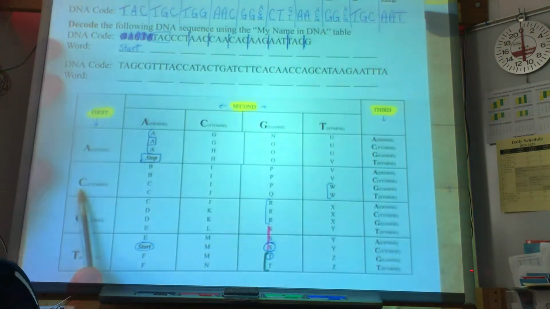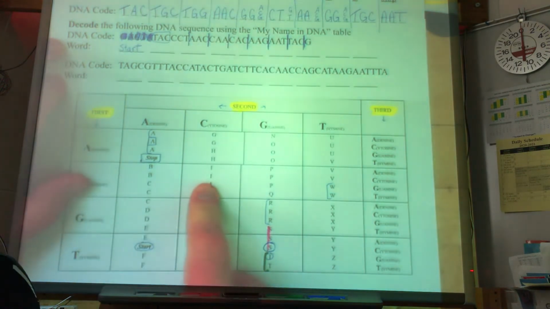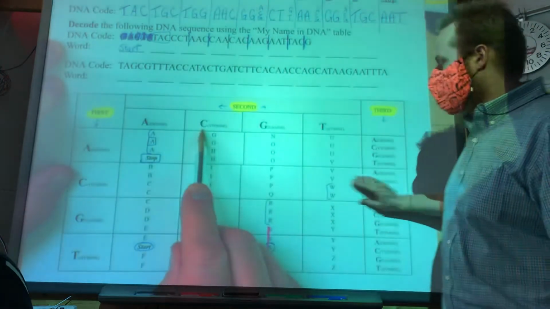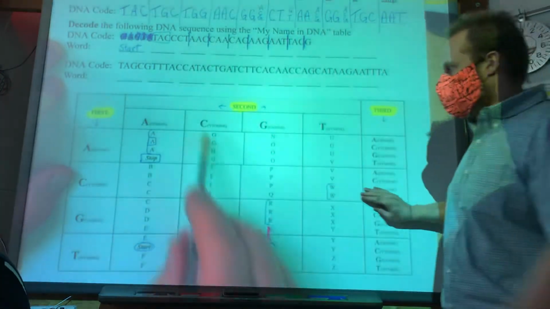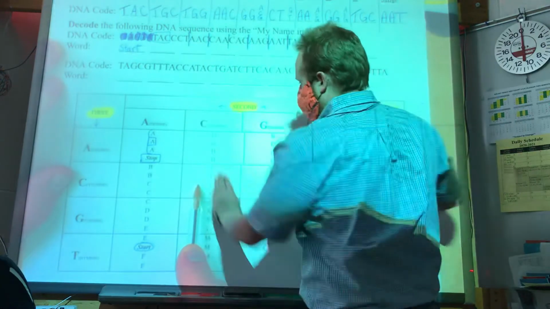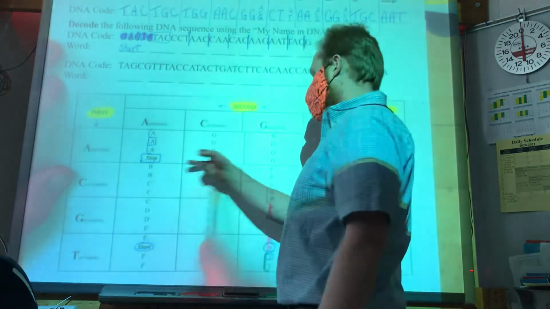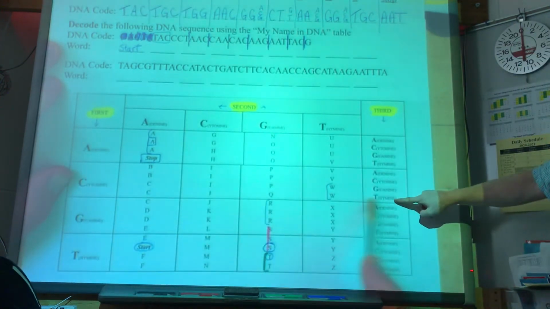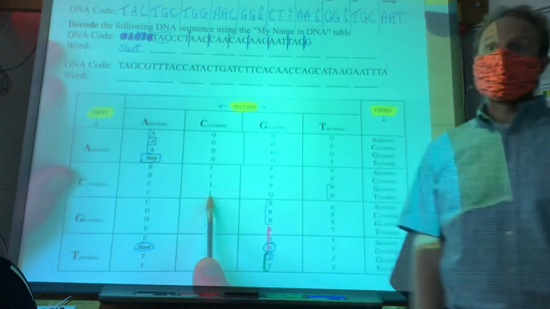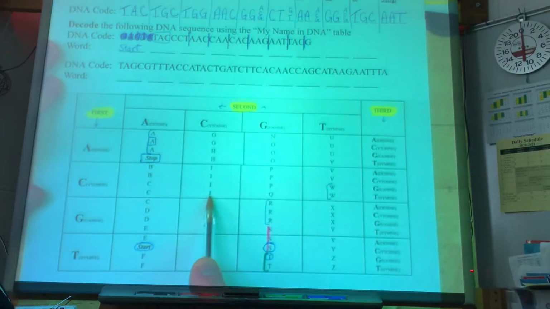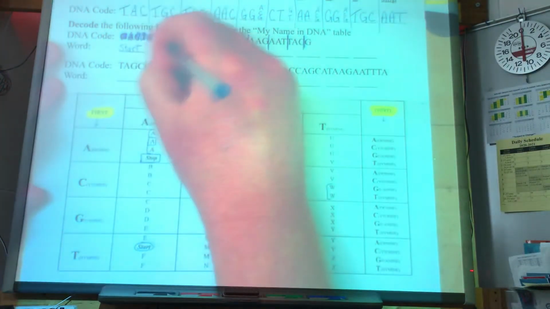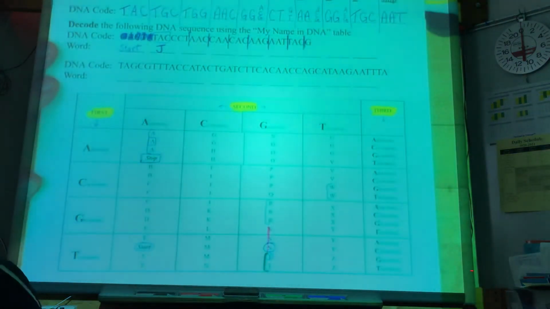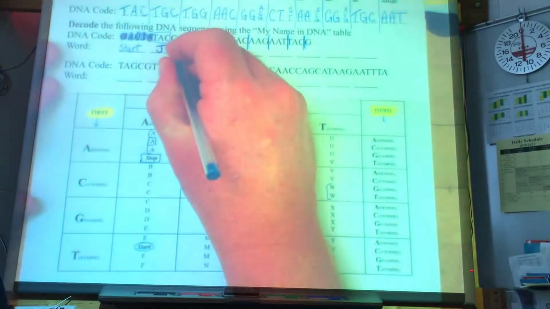CCT. So C tells you it's in this row, right? C tells us all the way across here, okay? And then the second letter is this column, so where these two intersect. So we're now in this box. And then the third letter is a T, so our T is the last one. So what is the letter? J. Okay, the letter is J. Now, these are slightly shifted, right? But CCT, the first letter of our word is gonna be a J.